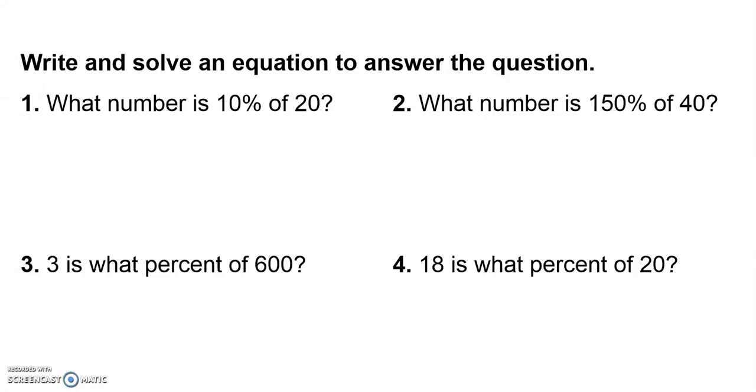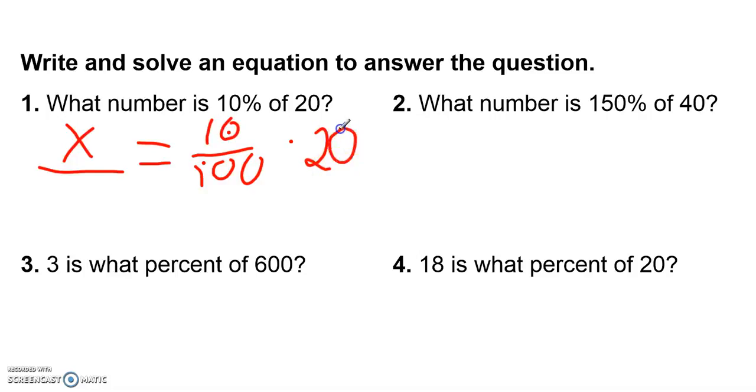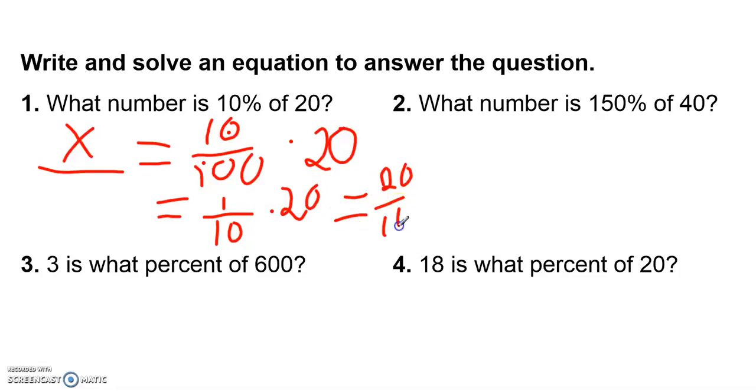So what number is... we don't know that number, so I'm going to put x there, and then 0.10, or I'm going to do 10 over 100 of 20. So that's actually going to equal 1 over 10 times 20. So that equals 20 over 10, which equals 2. So 2 is 10% of 20, which kind of makes sense if you think about it.